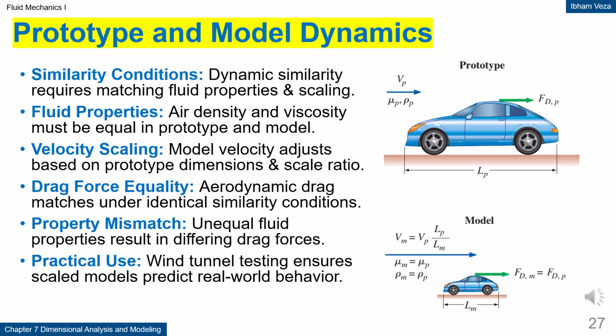Prototype and model dynamics. Dynamic similarity requires that the forces acting on the model and the prototype have the same ratios. For airflows, this means that density and viscosity must be matched or compensated through velocity scaling. The model velocity is usually adjusted based on the length scale ratio between the model and the prototype. If all similarity conditions are satisfied, the drag force on the model can represent that on the prototype. Otherwise, the test results can be misleading.